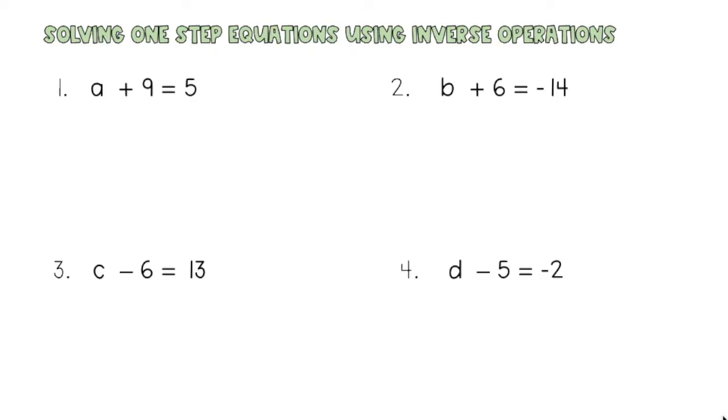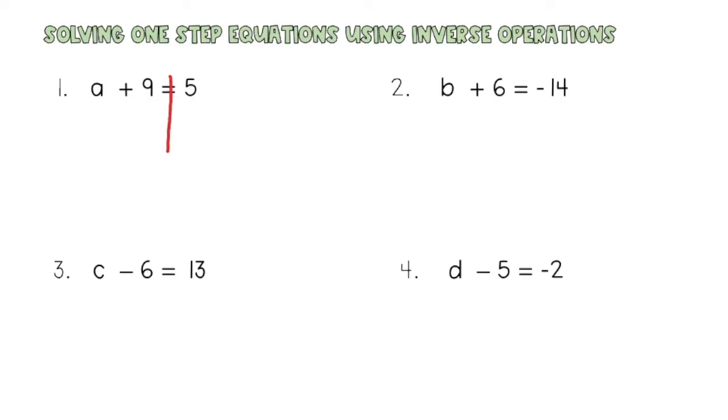Let's look at example number 1. A plus 9 equals 5. To figure out my missing variable in this problem, I'm going to use the opposite of addition. So that is, I'm going to subtract.